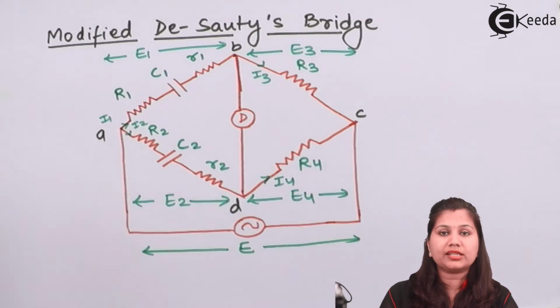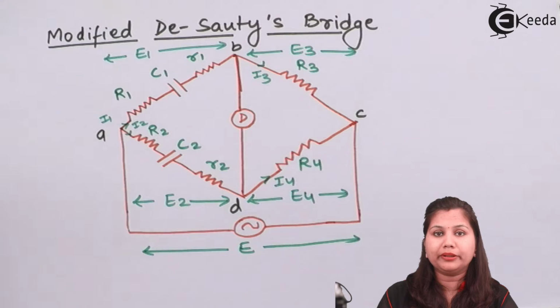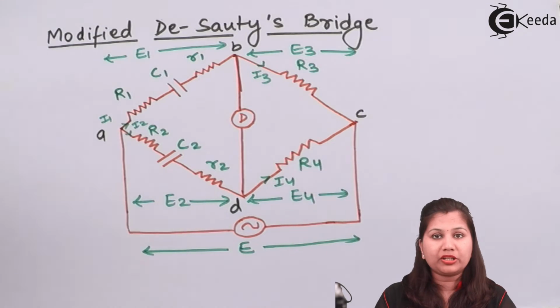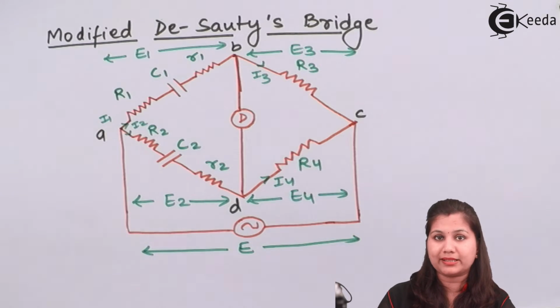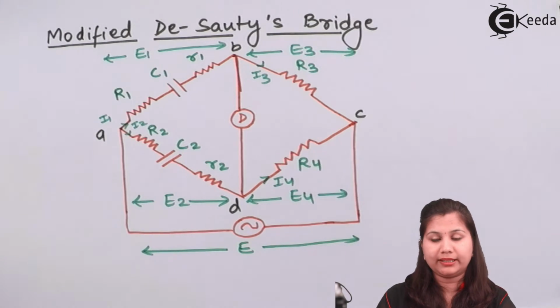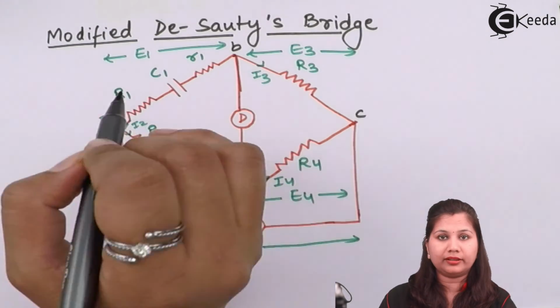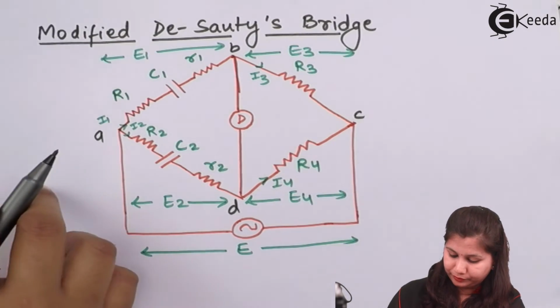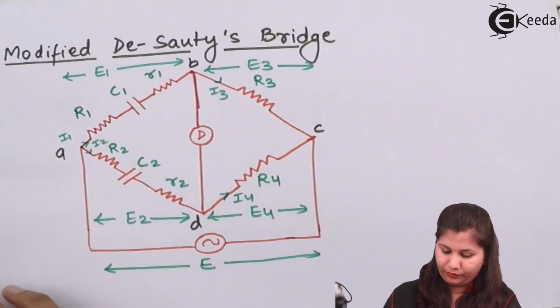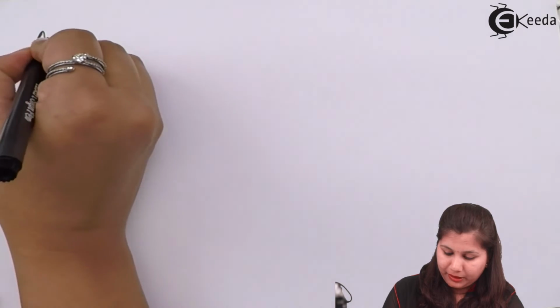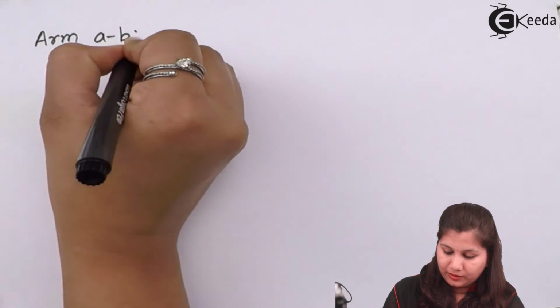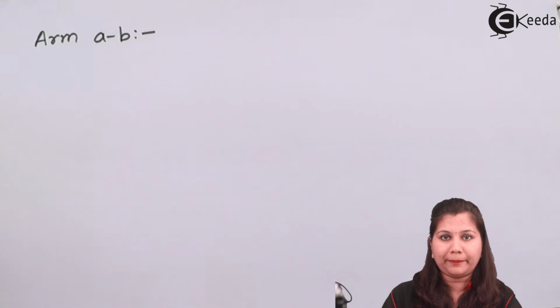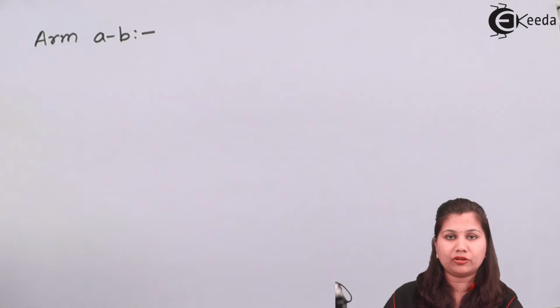This resistance represents the dielectric loss component of the capacitor. So with this circuit diagram, we can measure the capacitance of an imperfect capacitor which has dielectric losses in it, because in this circuit the dielectric loss component is also considered. So in arm AB, we now have the unknown capacitor C1 with its dielectric loss component, and also a resistance connected in series with it.